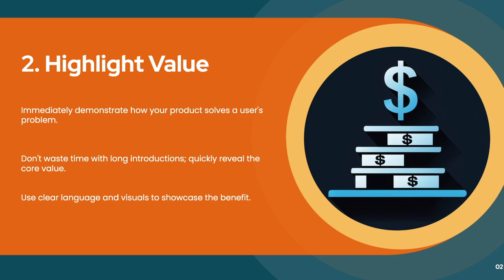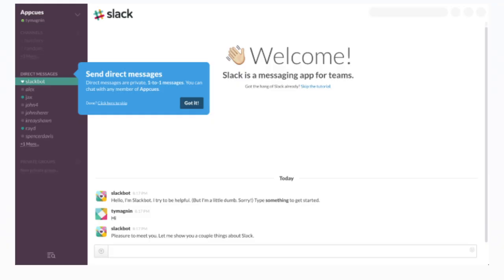One of the best examples I've seen of this is Slack. So Slack came on the scene about 10 years ago or so, and they completely disrupted the remote communication world. They made direct messaging faster, easier, and more organized. So Slack did an excellent job of showing why they're so much better than existing communication tools.